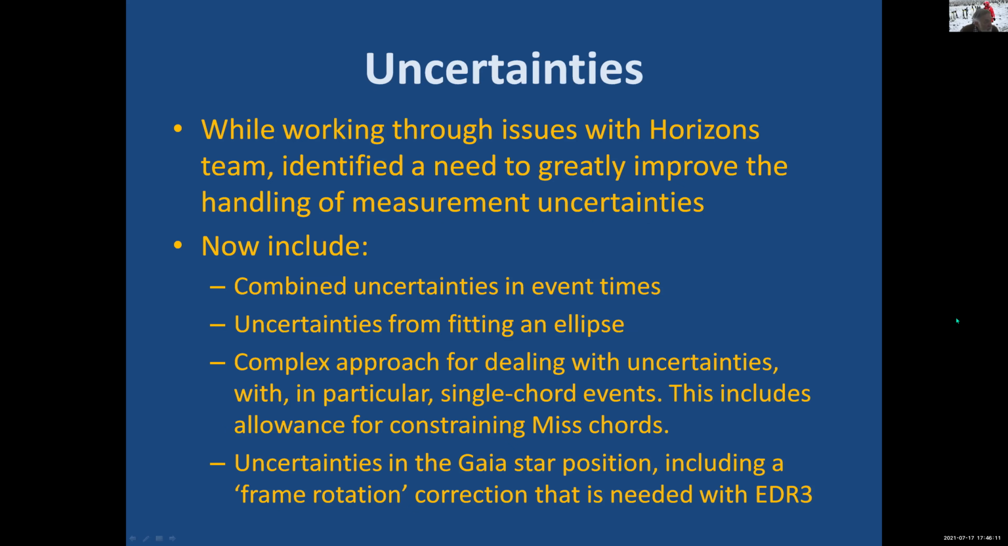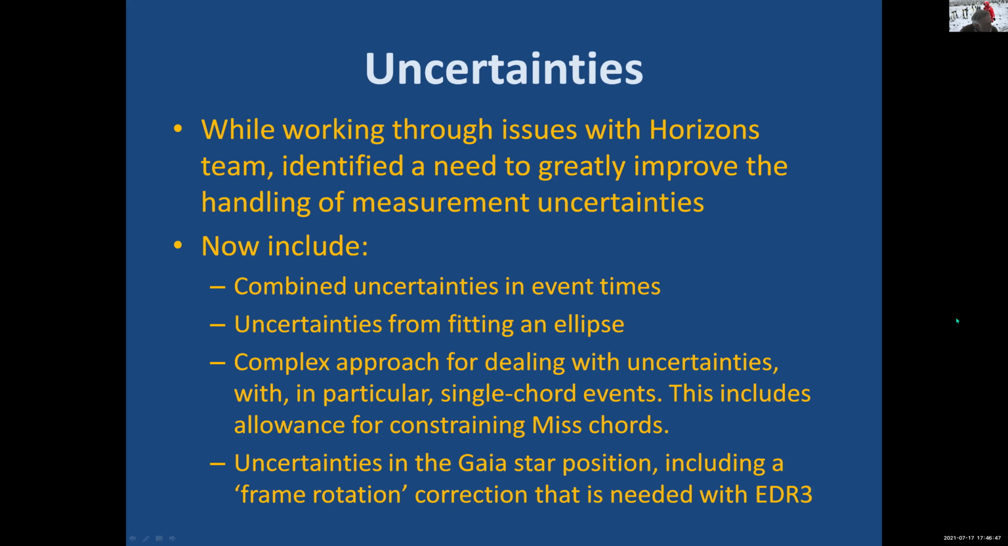So I revised the code to provide rigorous precession, nutation and aberration. In the process of doing that, I spent a lot of time with the people at Horizons because they were keen to get the best accuracy from our orbits, from our observations, and worked through with them the issues of uncertainties to be associated with our astrometry. Our previous approach was grossly oversimplified. And we now include combined uncertainties.